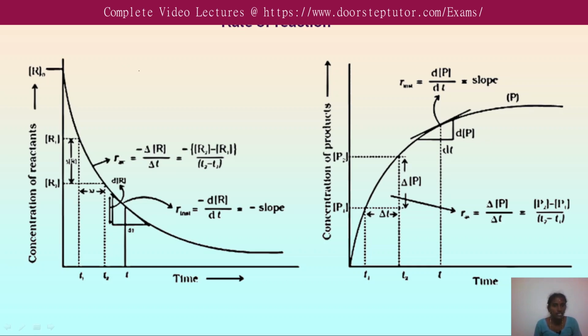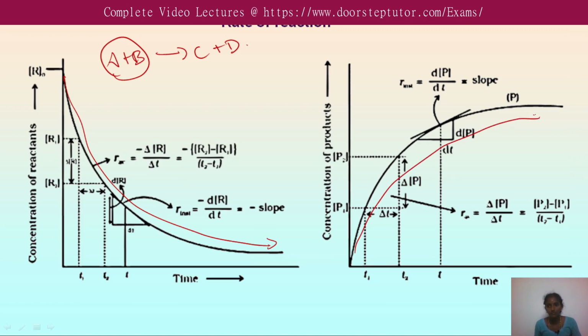For example, we consider the reaction A plus B forms C plus D. Here, when we write the reactant rate, it means the initial A and B concentrations get decreased, thereby the products C and D are formed. So here the slope value is negative, and the reactant rate is called the average reaction rate, whereas here it is called the instantaneous rate.